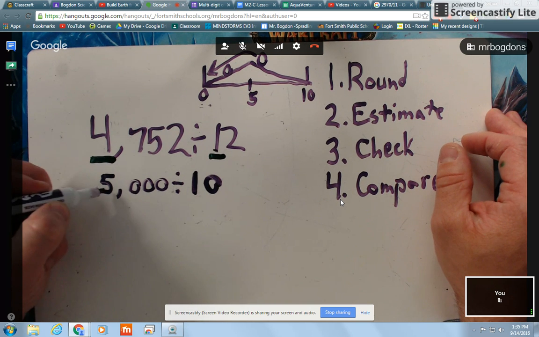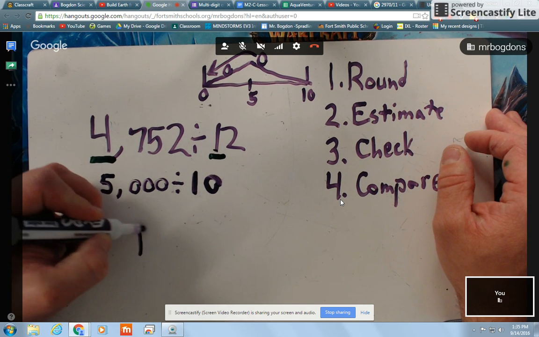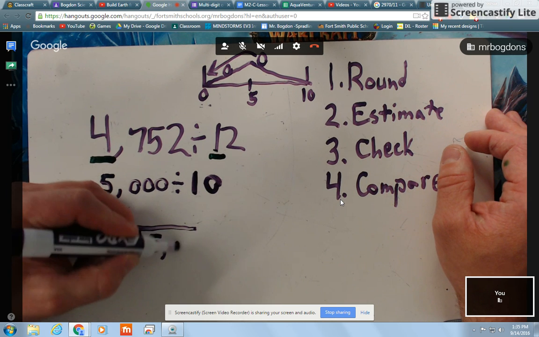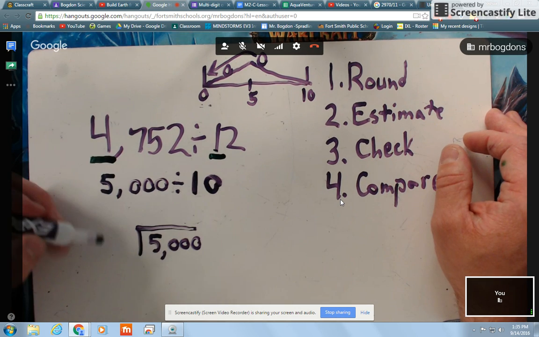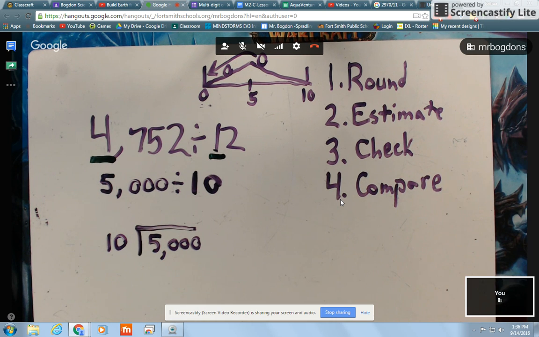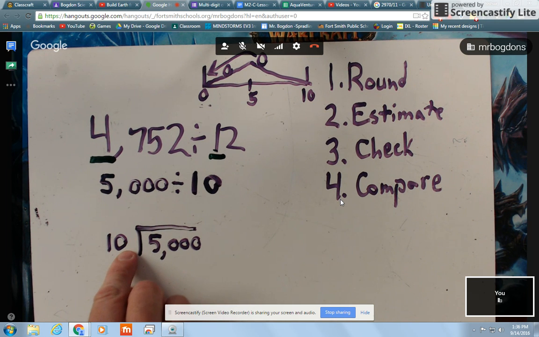Okay, so the number that comes first, my dividend, goes inside my little division tent. The number that comes second is my divisor. This is wonderful because I see immediately this is going to be a pretty easy division problem because I see zeros.